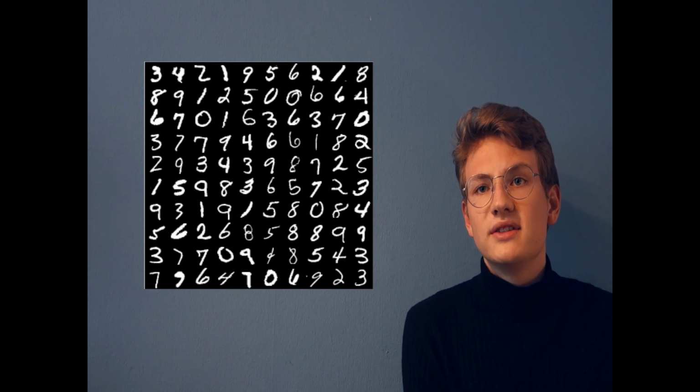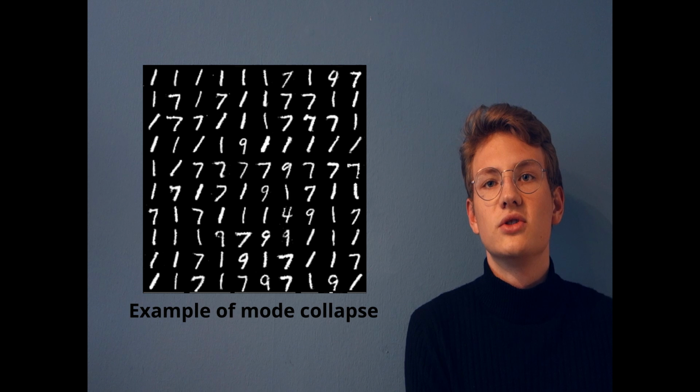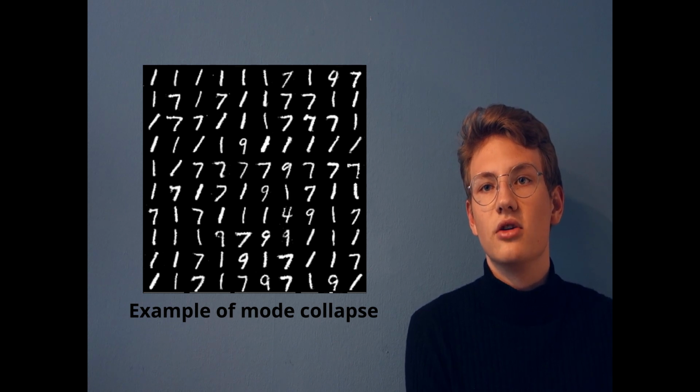What often happens is that you encounter a problem called mode collapse, where only a few of the modes, or in this case digits, are produced and all the images look very similar. To solve this problem, I came up with the idea of using a dynamic dataset, meaning a dataset that changes over time. I will illustrate the dynamic dataset on a simplified example.